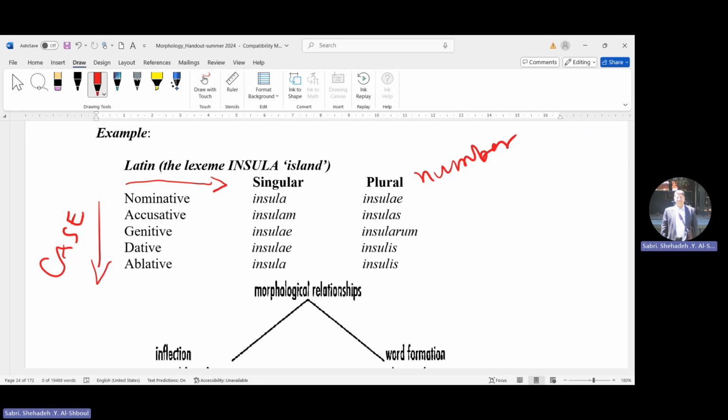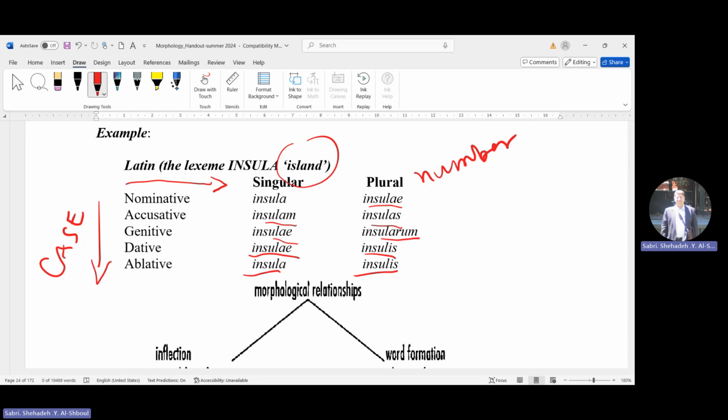So for the nominative singular, for example, we have insula, which means island here. Insula, nominative singular, جزيرة, it's like this, right? In Arabic, insulae for the plural. For the accusative is insulam, singular, insulas, plural. In the genitive case, it's insulae, insularum. For the dative, it is insulae, insulis, and for the ablative, it's insula and insulis.